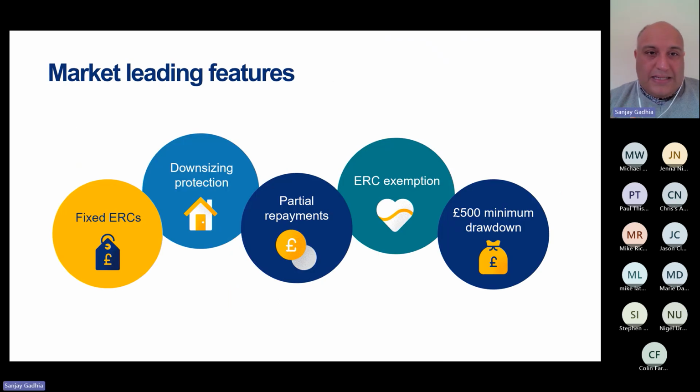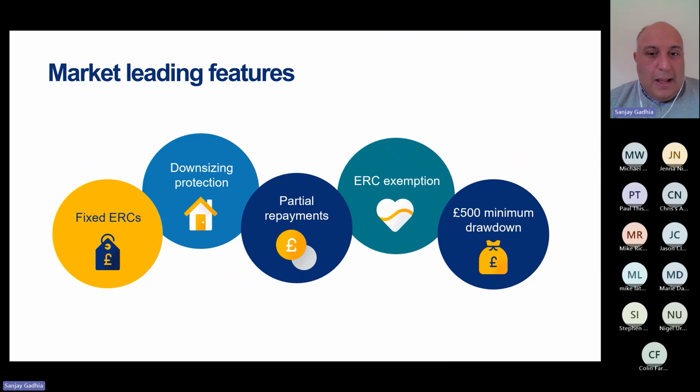So let me delve a bit deeper in terms of our market leading features. What can we do for your customers and your current customers today? So as it outlines here, we have a fixed ERC. There are some lenders out there that give your customers the option of variable ERCs, but we have a short fixed ERC of only 8 years. We also offer your customers downsizing protection. Now, for ourselves at Standard Life Home Finance, downsizing protection is available for your customers from day one.